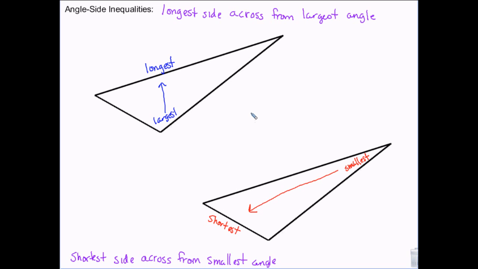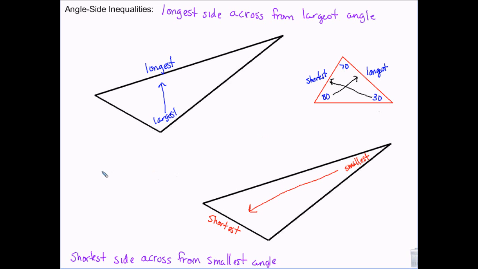So if I know the measures of the angles on the triangle, like, let me draw a triangle real quick. Okay. And I know that, say, this is 30, and this is 70, and this is 80, let's just say. Obviously not drawn to scale. But I know then that this is the longest side, and this is the shortest side. Because 30 is the smallest angle, so that tells me the shortest side. 80 is the largest, so that tells me the longest side.